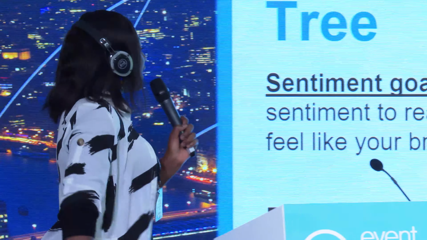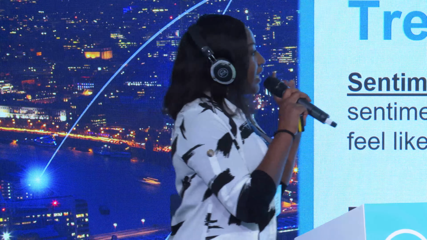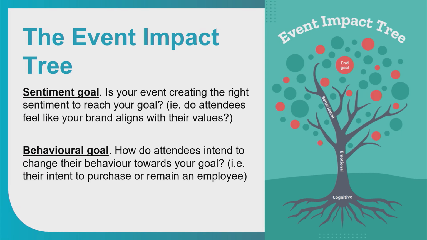And the behavioral goal. And this is really crucial for event organizers, because as I said with the company goal, it can actually be quite far off in the distance and a hard thing for you to measure. And sometimes you don't even have access to that data. But as an event organizer, if you set a behavioral goal, this is something you can measure a week after your event and understand the impact it's having. So it's a measurement of intention. So you might want to measure your attendees' intention to purchase, intention to remain an employee, intention to recommend after your event.